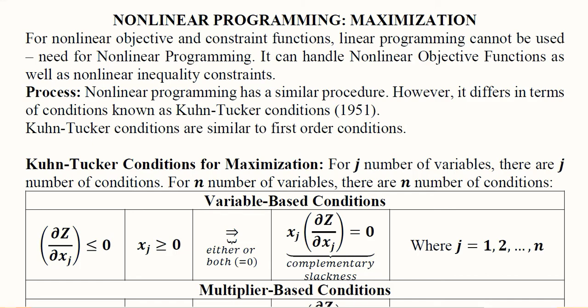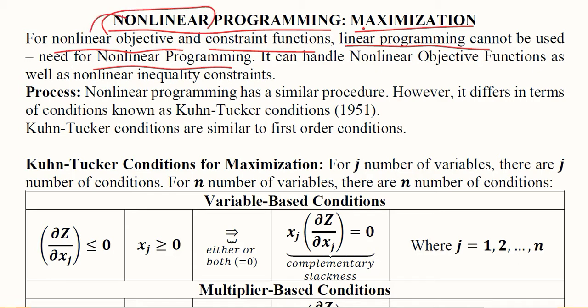After doing linear programming for maximization and minimization, now we are going to do non-linear programming, and in this video we will focus on the maximization process. For non-linear objective and constraint functions, linear programming cannot be used. Therefore, we use non-linear programming, as the title goes, that it deals with the non-linear version of the functions, may it be an objective function or a constraint function.